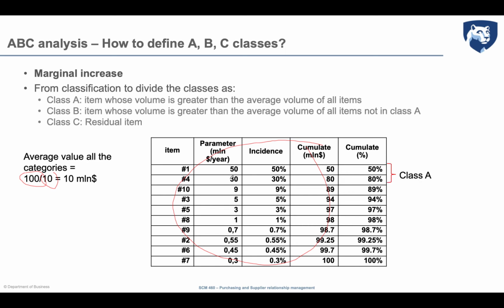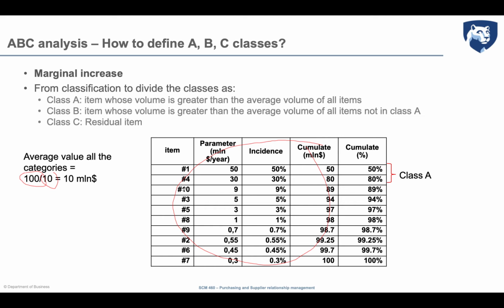So these two are class A category. Why? Because, again, they have a value which is higher than the average value of the variable calculated on all categories. This one, 10, is 9, which is lower than 10, so is no more class A. Class B are those items whose volume is greater than the average volume of all items not in class A, which means that these two have been classified as class A items.